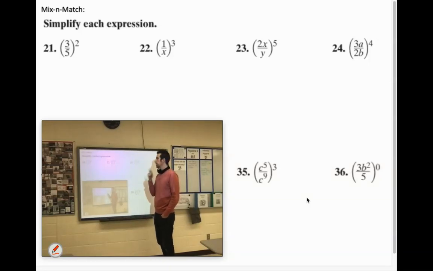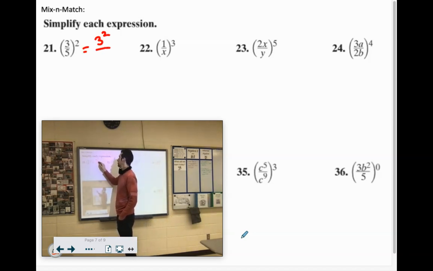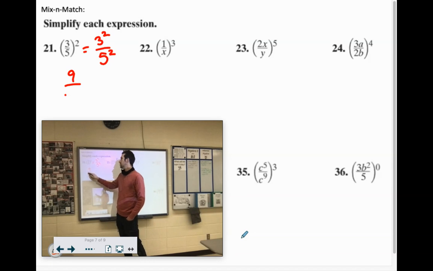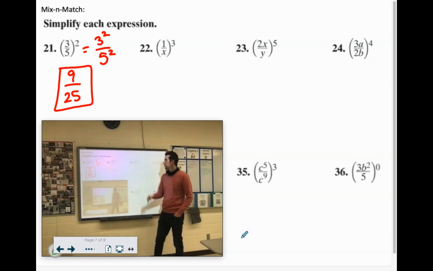Knock out some mix and matches, huh? 3/5 to the second power. Well, we'll square each part of it. So we'll have 3 squared over 5 squared. 3 squared is 9, right? 3 times 3 is 9. 5 times 5 is 25. Can't simplify that anymore. Shall we move on to the next one?